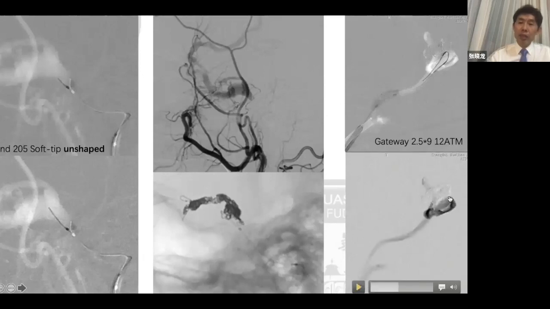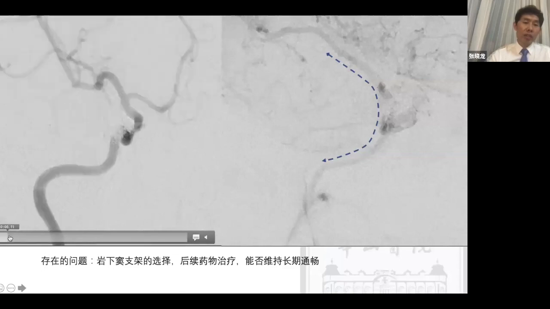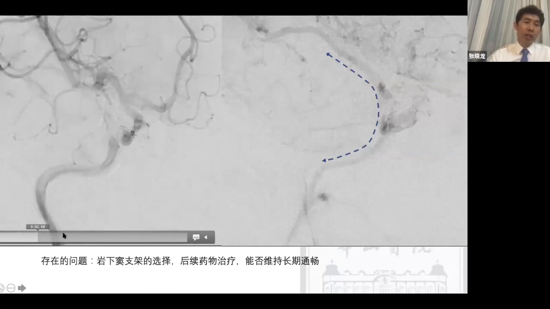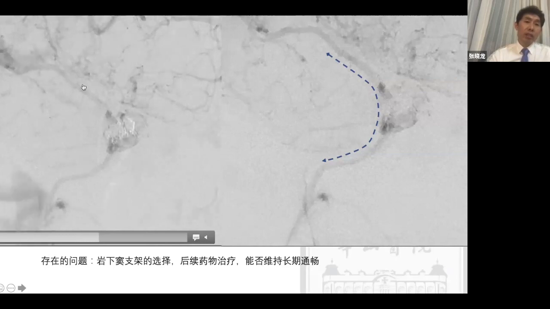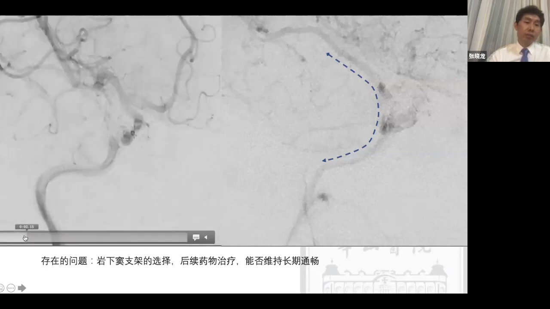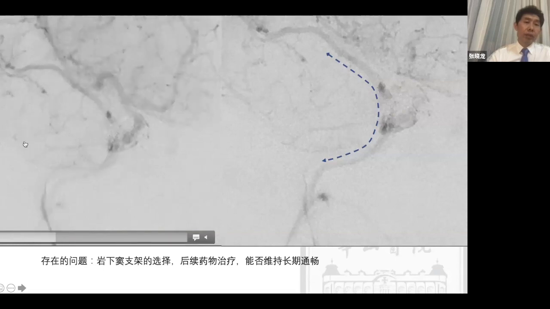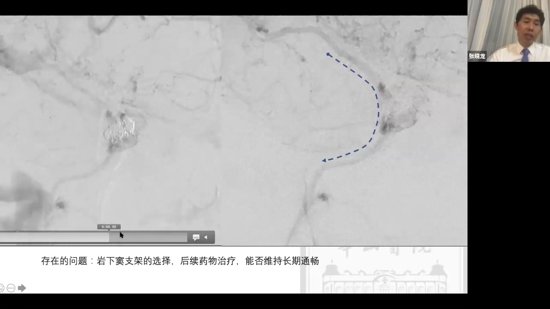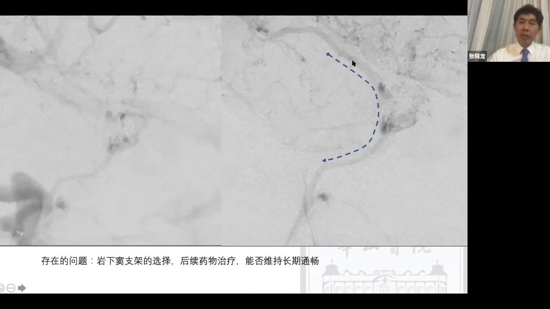And here we can see that the inferior petrosal sinus was reopened. And the result is that when we do the internal carotid artery angiography, this is the cerebral vein, the cavernous sinus, and the inferior petrosal sinus. Also, all of them have the function, just like this.